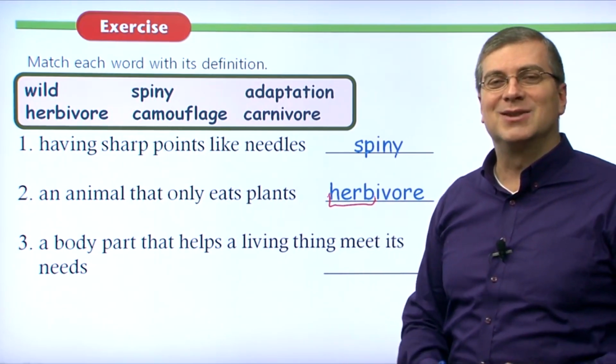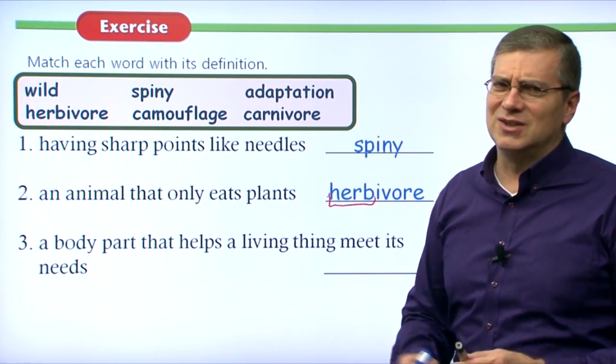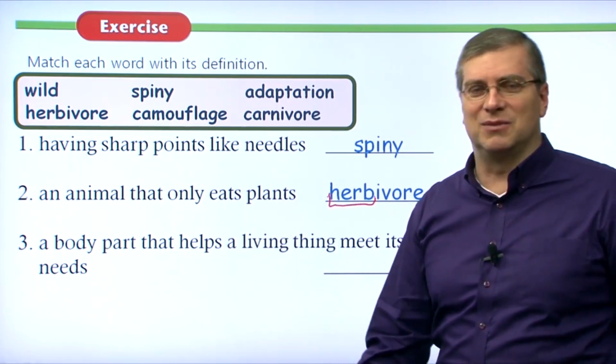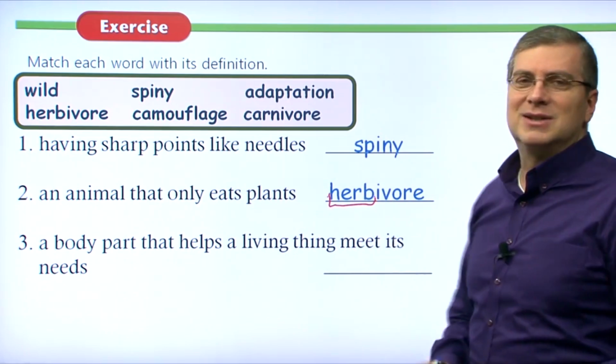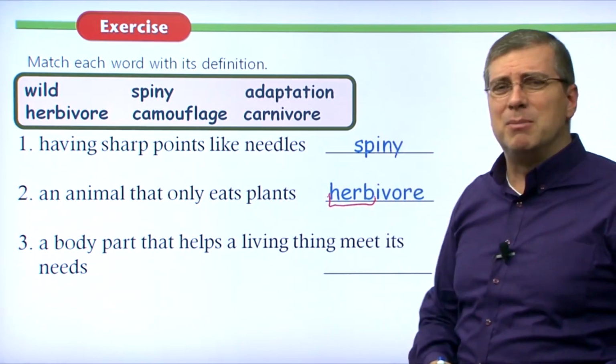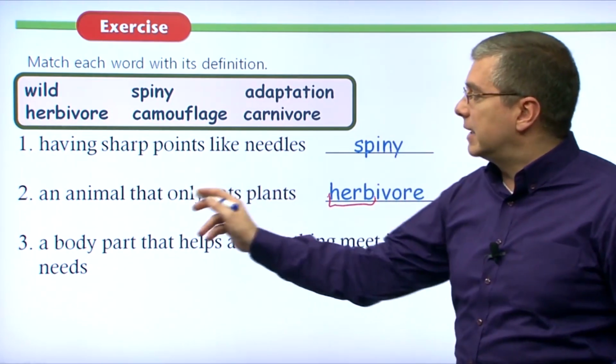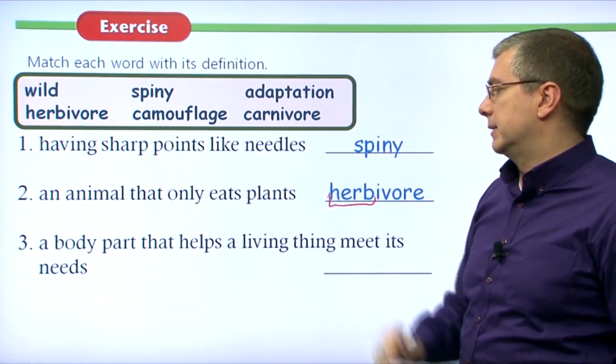So an herb, it's an herbivore. Of course, it doesn't just eat herbs, it eats all kinds of plants, right? But an herb is a type of plant. So that's a good way to remember. Herbivore is an animal that only eats plants.